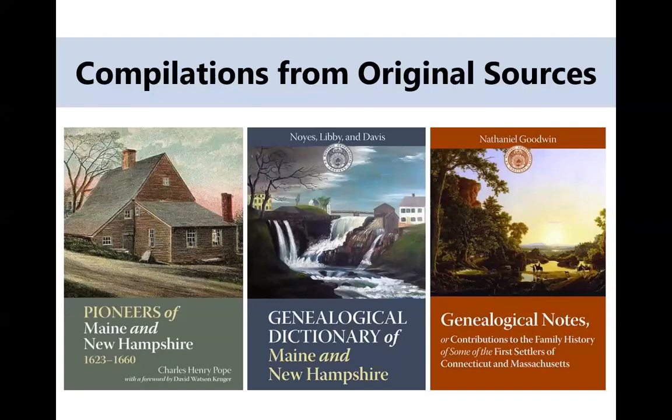And then there is a series of books devoted to Maine, New Hampshire, and Connecticut settlers before 1700. The Pioneers of Maine and New Hampshire by Charles Henry Pope, the Genealogical Dictionary of Maine and New Hampshire, and Nathaniel Goodwin's Genealogical Notes for the First Settlers of Connecticut and Massachusetts.